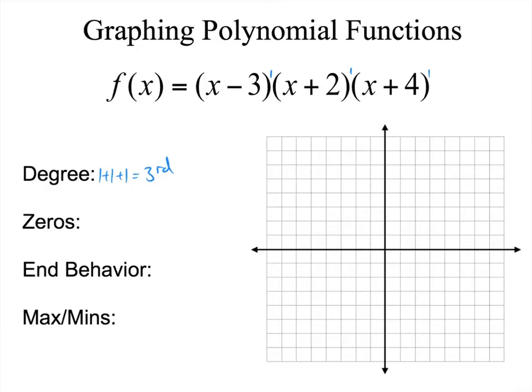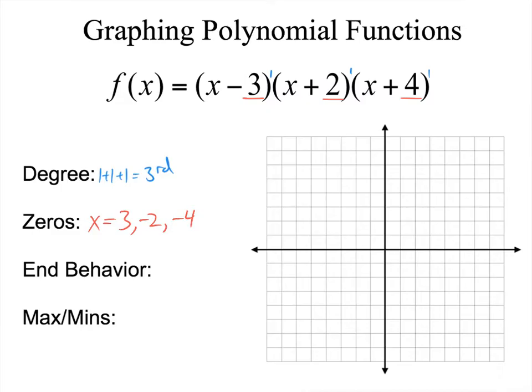Alrighty. So my zeros are always based upon these numbers right here. But do you remember your zeros are always the opposite of those? It's what makes these zeros. What makes this 0? What makes this 0? And that would be the opposite of them. So my zeros would be x equals 3, -2, and -4. Those are my zeros, the opposites, what creates a 0.